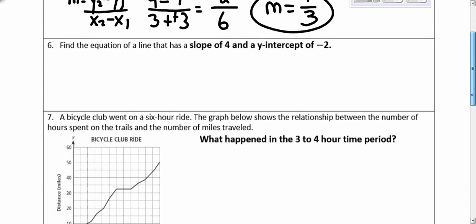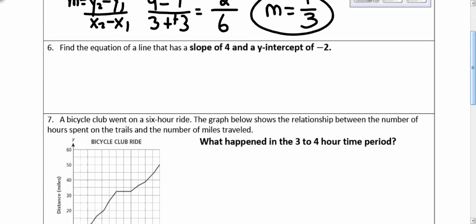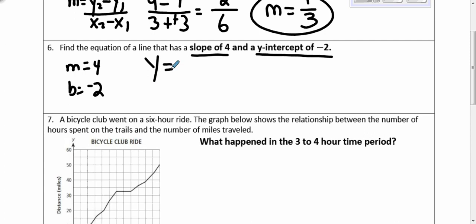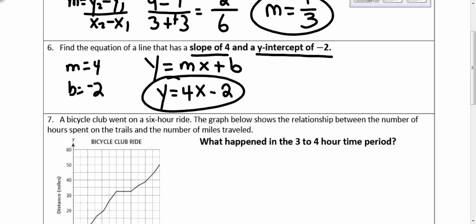Find the equation of a line that has a slope of 4. So I'm going to put m equals 4 and a y-intercept of -2. So everything is based on y equals mx plus b. This is the equation of the line in slope-intercept form. We're going to put those numbers in, substitute those numbers in. M is 4, goes right before the x, and the b is -2. This is the equation of the line, and that's all you have to do.